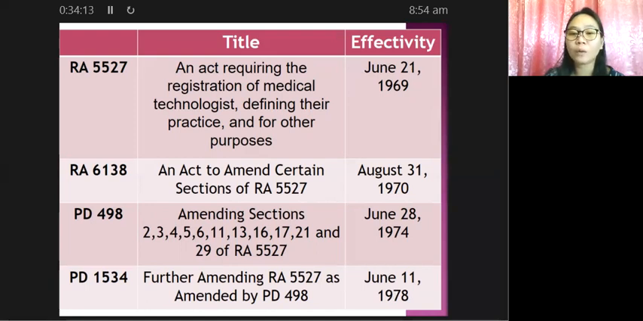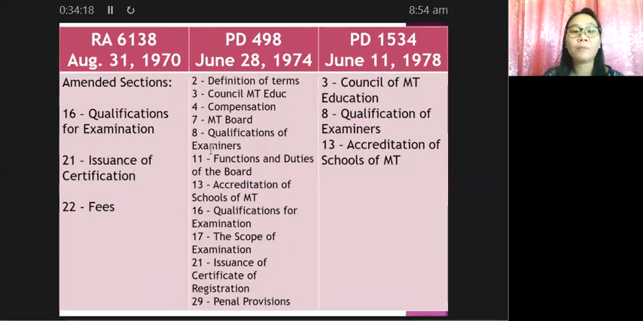In particular, what were the different sections amended by these RA and presidential decrees? For RA 6138, it amended the following sections: 16, 21, and 22. By the way, Section 16 is on qualifications for examination, 21 is on issuance of certificate, and Section 22 is on fees.